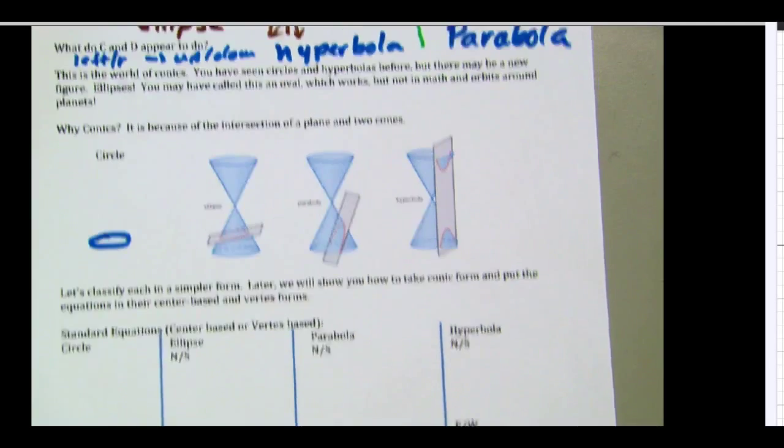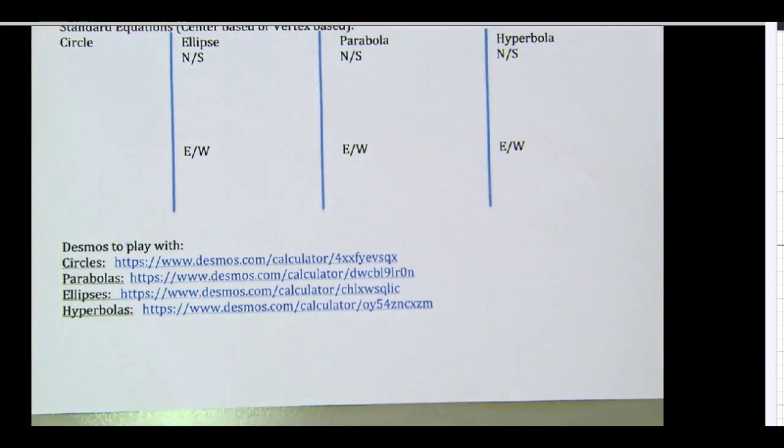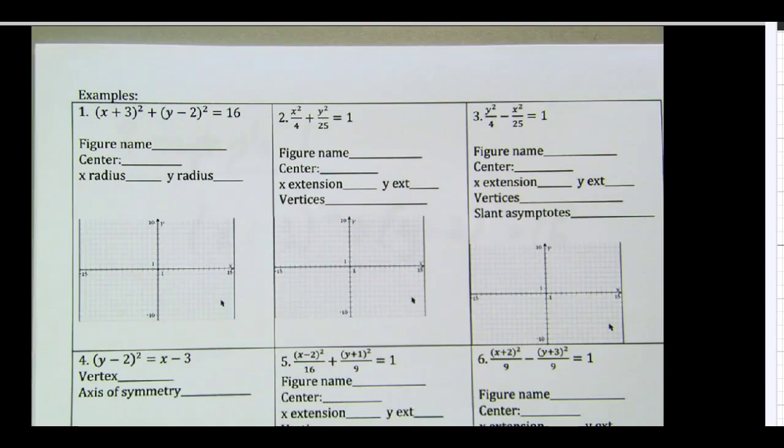And on this note sheet down at the bottom, I also have some individual ones to play with. These are the different graphs that you can go ahead and play with for circles, parabolas, ellipses, and hyperbolas. You'll get a much better understanding if you play around with h, k and the different values for a and b as well. Okay, so try those when you get a chance. So now I'll go through these examples.